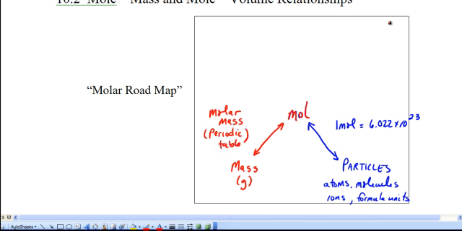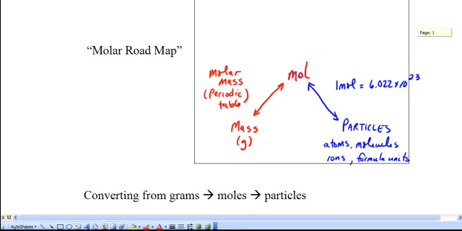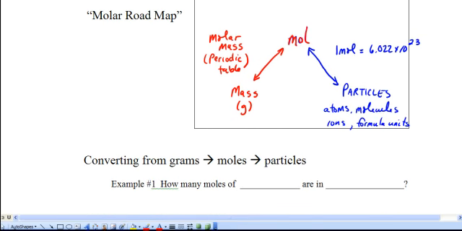Alright, and we showed you how to calculate those. And depending on which way you're going, that will determine whether or not you put the 1 mole on top and the grams on the bottom, or if you put the grams on top and the moles on the bottom. And we'll show you how to do that as well. Alright, so let's go ahead and scroll down and let's try using the first part of this molar roadmap. So we're going to be converting from grams to moles and moles to particles.